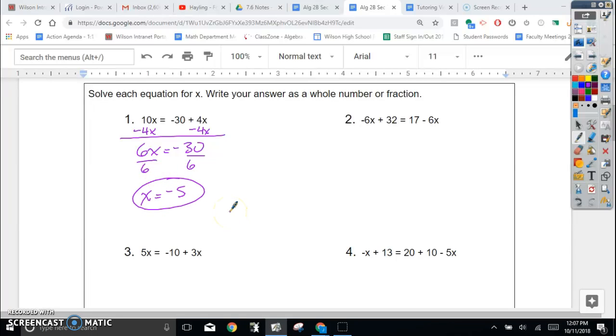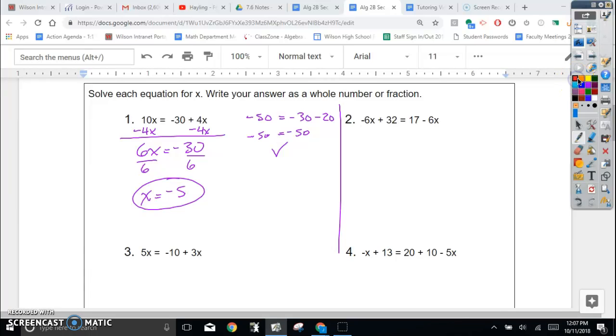It does not ask us to check, but if you wanted to check, all you would have to do is put this negative 5 back in. This would be negative 50 equals negative 30 minus 20, because negative 5 times 4 is negative 20, and negative 50 would equal negative 50. So there's really no excuse. If you get the wrong answer, you would know. You should know if you're right or wrong by just plugging the number back in.